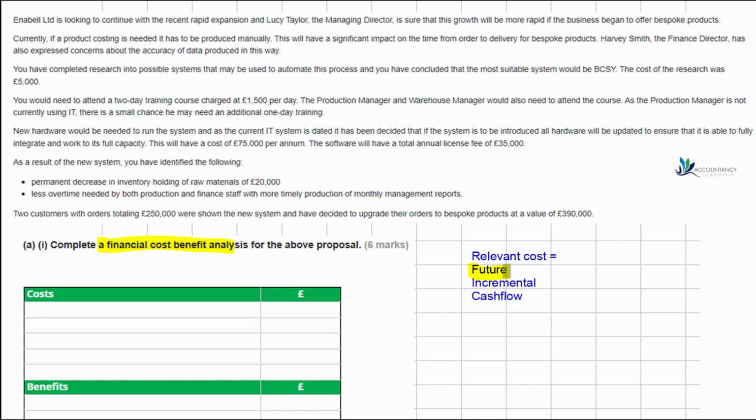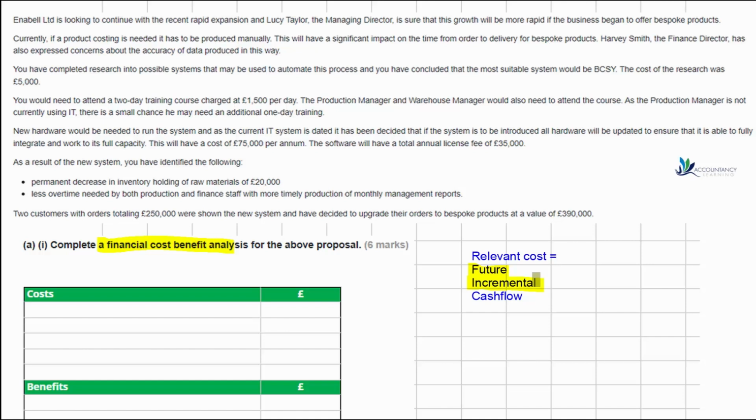Next, a relevant cost is incremental. In other words, it's linked directly with the decision we're going to make now. There may be some other costs that are associated with the business, but if they have nothing to do with this particular project, then we should exclude them from our decision making. So are they directly linked with the decision we're going to make now?